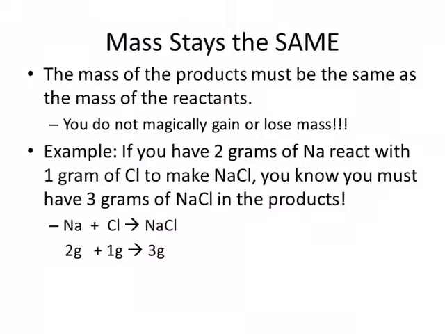Here's just an example of that. If you have 2 grams of sodium and 1 gram of chlorine, then you have to have 3 grams of sodium chloride, because you have 3 total grams on this side and 3 total grams on this side. So you can think of this arrow as an equal sign where you need both sides to be balanced. You could think of it as a scale also. Basically, what goes in has to come out.